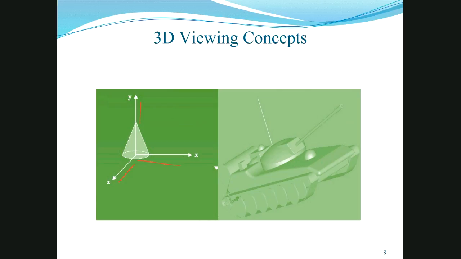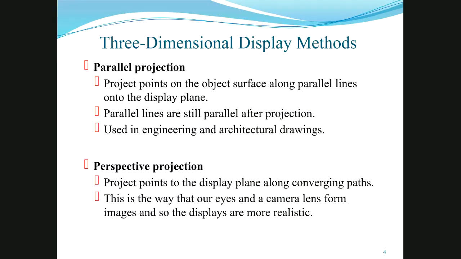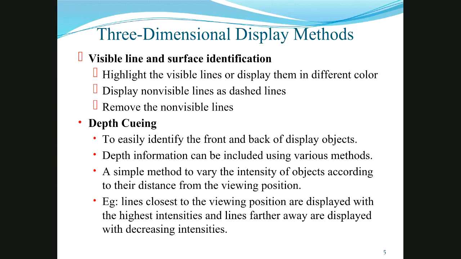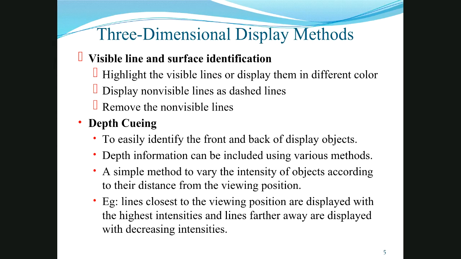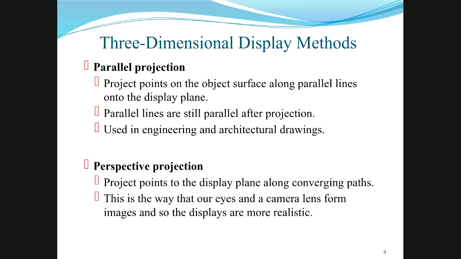Then, three-dimensional display methods. How many types of display methods do we have to show three-dimensional objects? The first one is parallel projection, the second is perspective projection, the third is visible line and surface identification, and the fourth is depth cueing. Let me discuss each and every method.